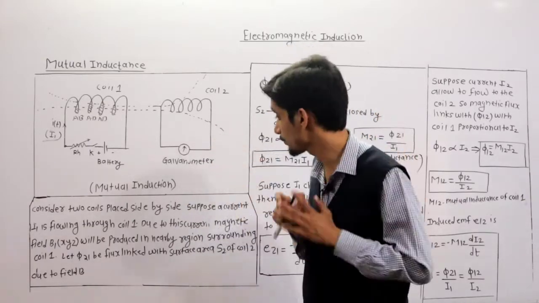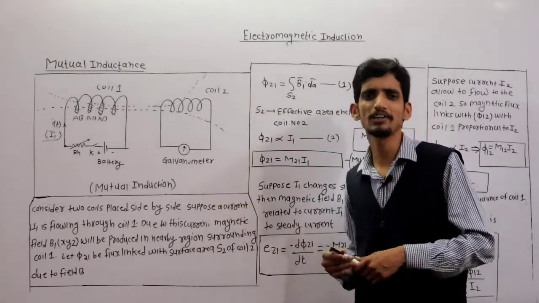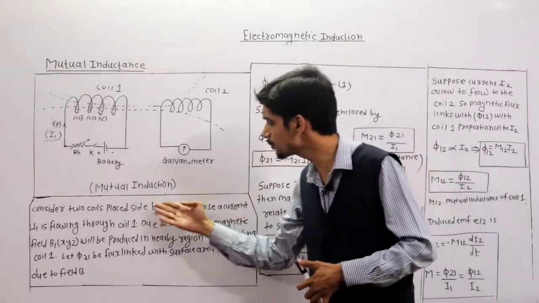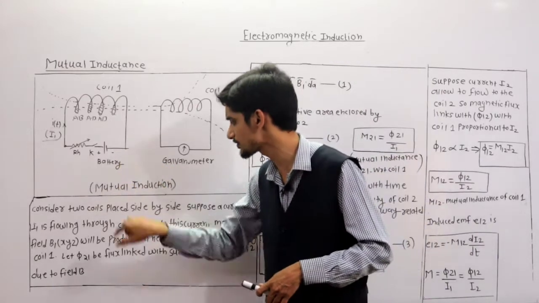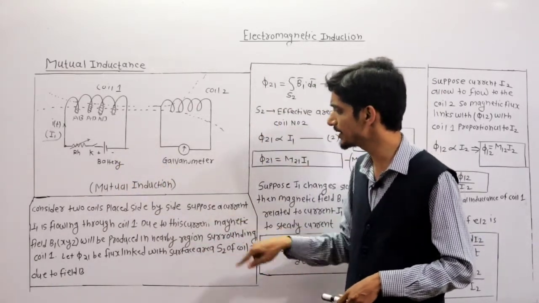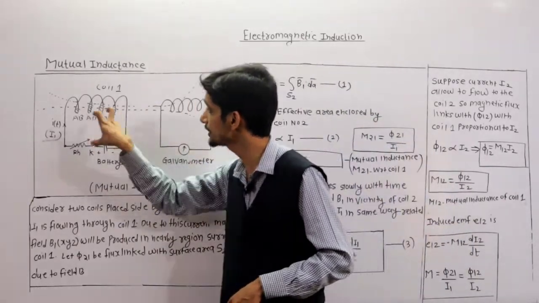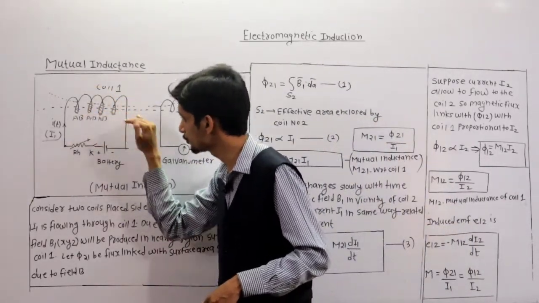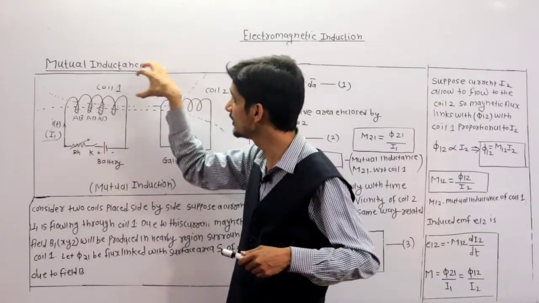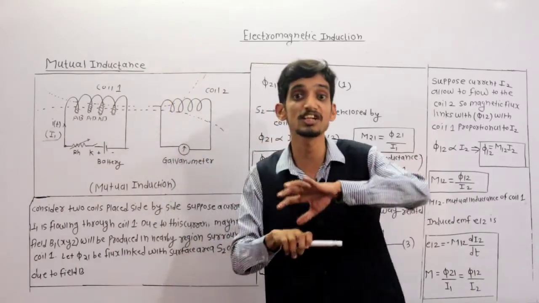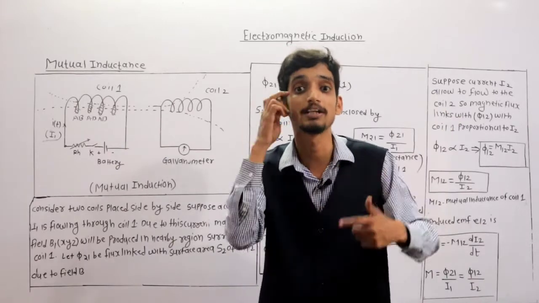Okay, yes. Now listen here. Now this is an arrangement. Actually this is a point I have written to understand. Consider two coils placed side by side. Suppose current I1 is flowing through the first coil. Due to this current, magnetic field B1 will be produced in the nearby region. So due to the current, that particular coil shows a magnetic effect and a magnetic field is created around the coil, because there is an influence of the field in the space.